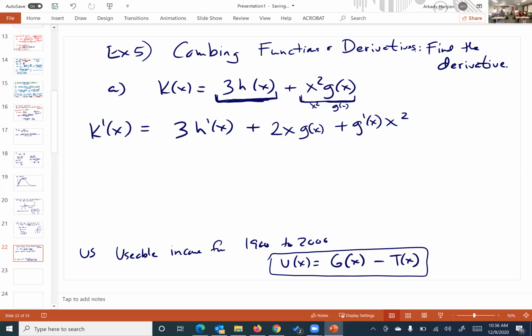Or which year had the highest increase of usable income, or the highest decrease of usable income when the taxes start going higher. All the good stuff here. Are we good there? So we have functions that are actually inside other functions here.